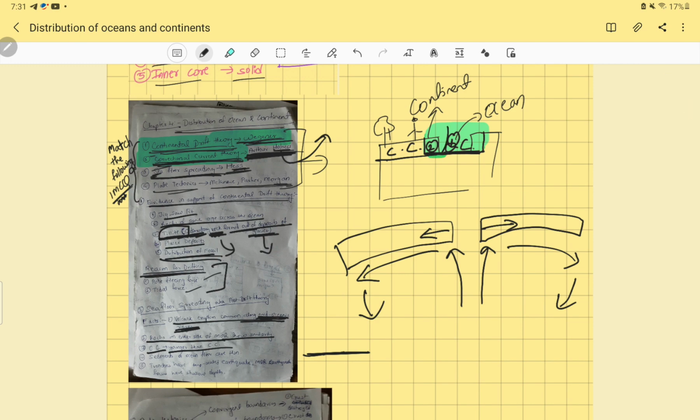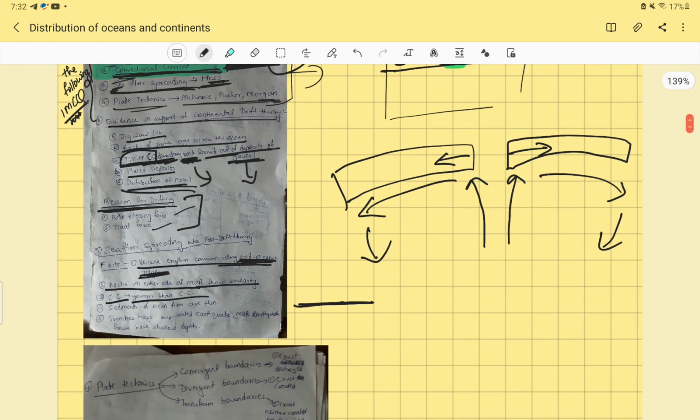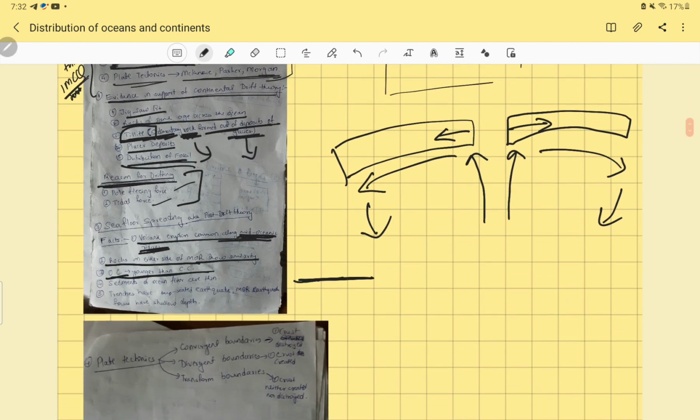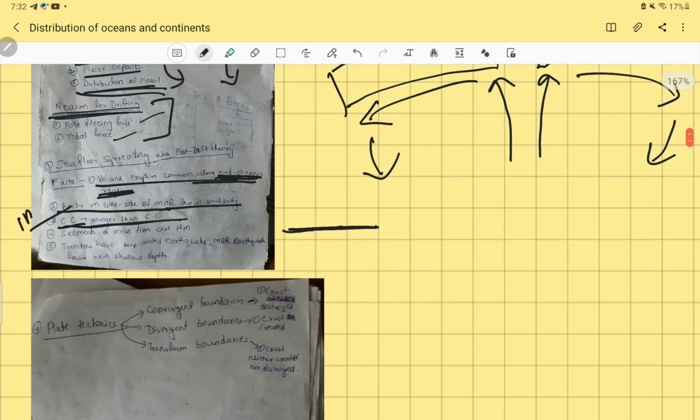There are volcanoes taking place in the oceans even now, and the volcanic eruptions in oceans are more recent than the continental crust. That's the reason ocean crust is younger than continental crust. This can be one of the MCQs. They can ask, is oceanic crust younger or continental crust younger? Oceanic crust is younger.